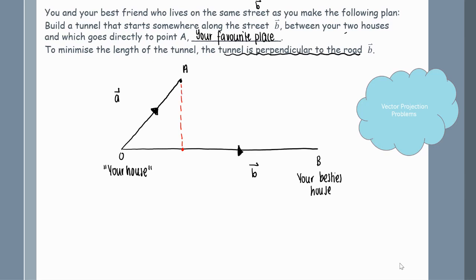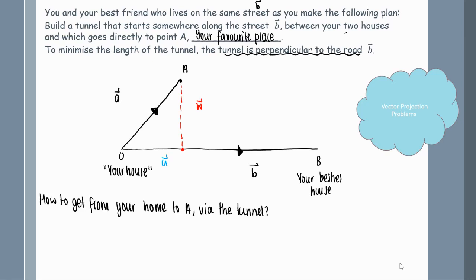Now the aim of this tunnel is to get from your house to the point A. So notice the direction of the vectors matters. I'm going along vector B, and then I'll be going up to the tunnel. Let's call this tunnel vector W. And let's call the segment of the road between your house and the start of the tunnel U.